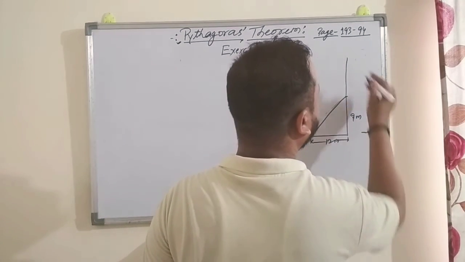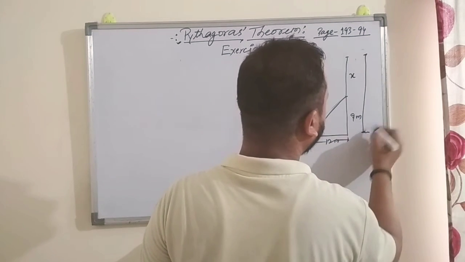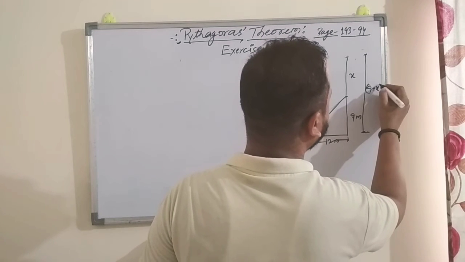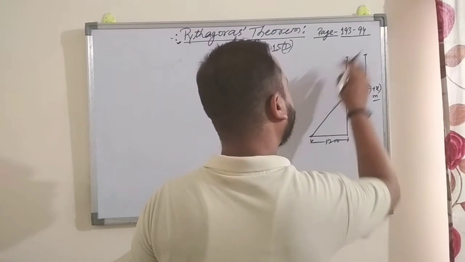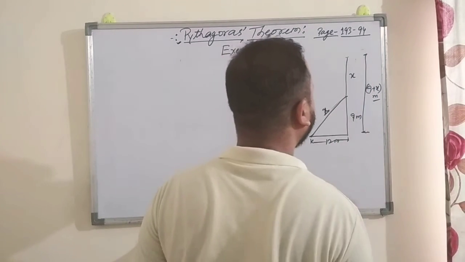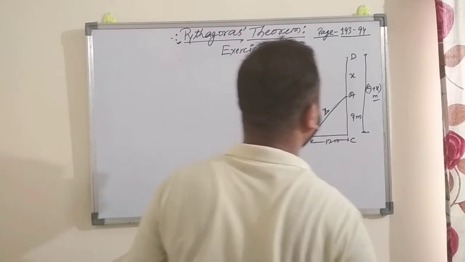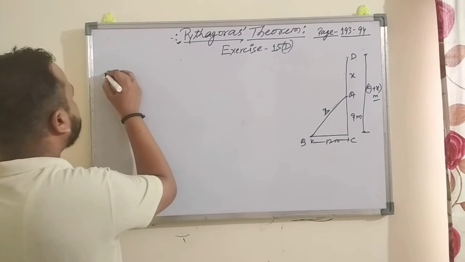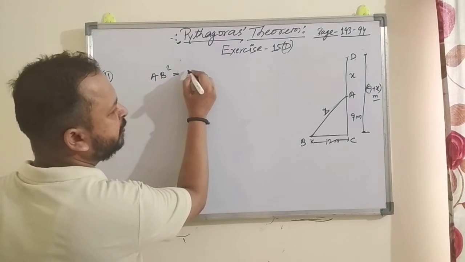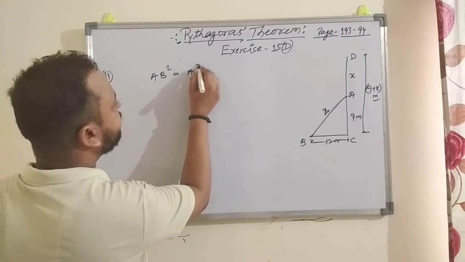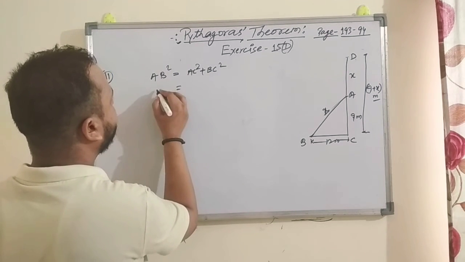So suppose this is x. So total height we can take as 9 plus x meters, right? And this x also touches here, right? So this is also x. If we name them as A, B, C, and this is D, then by the Pythagoras theorem, AB square is equal to AC square plus BC square. We have to find out the value of AB, that is x.